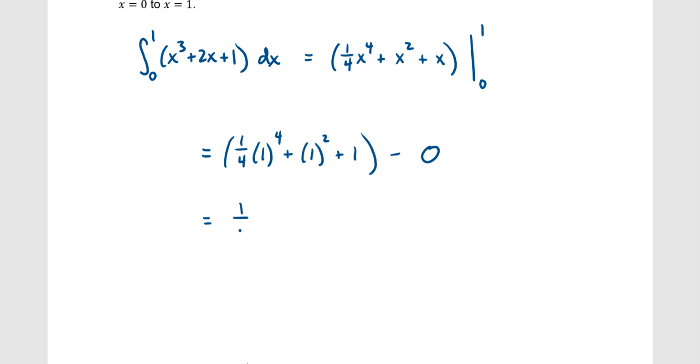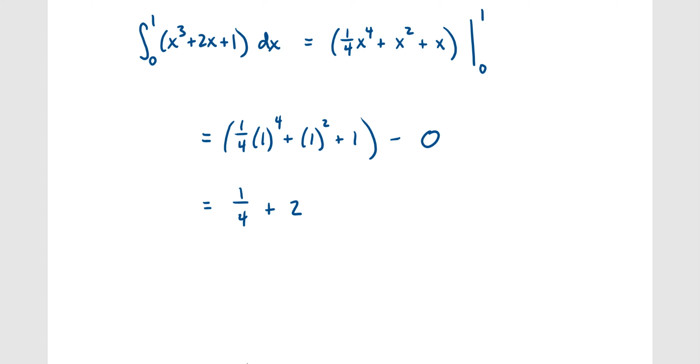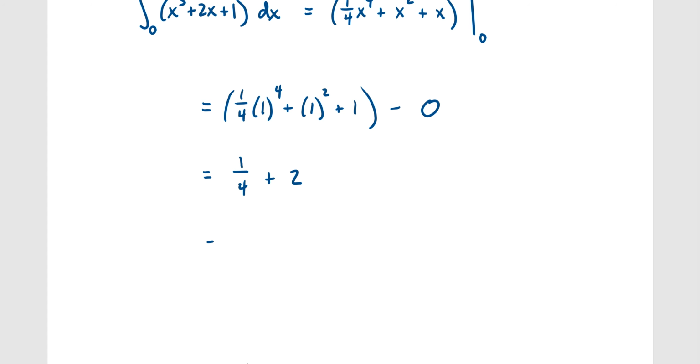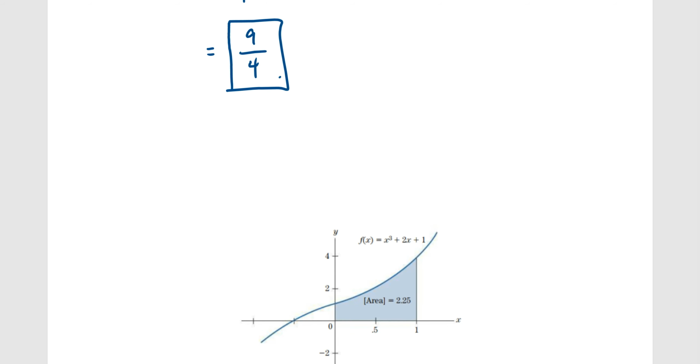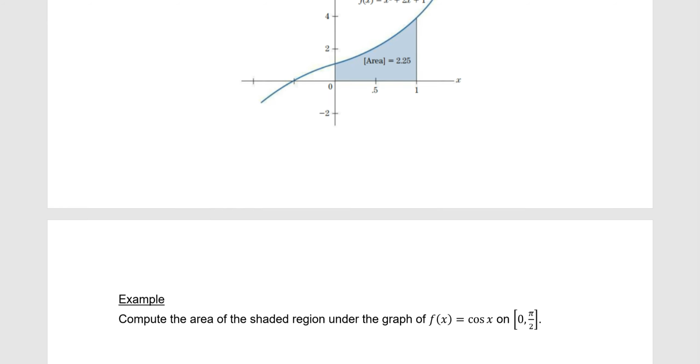This is 1/4 plus 1 plus 1. We get 1/4 plus 2. Getting common denominators, that would be 9/4 or 2.25. Okay, and then as we can see in our answer here on the graph, 2.25, it's the same as 9/4. Okay, next example.